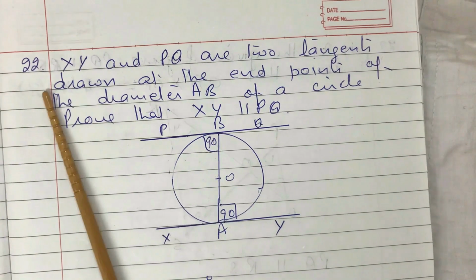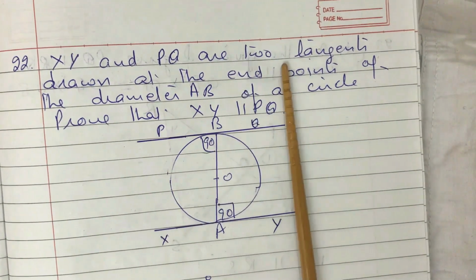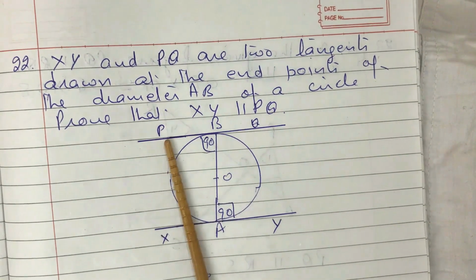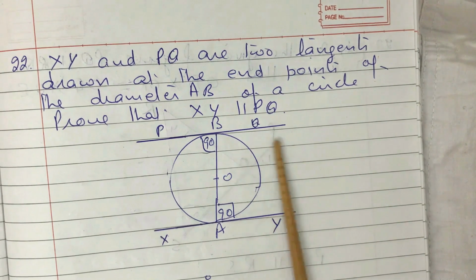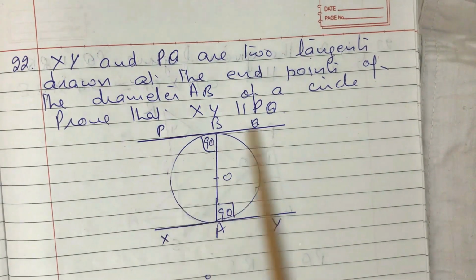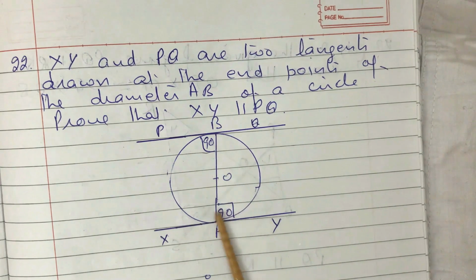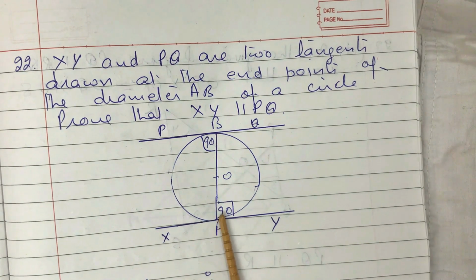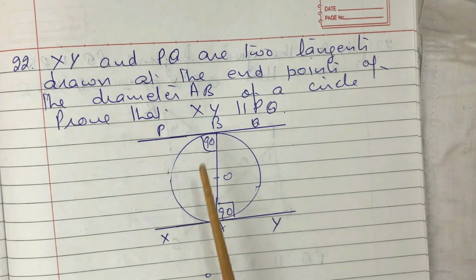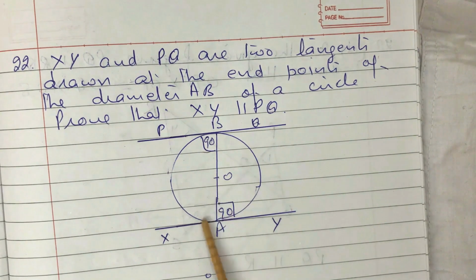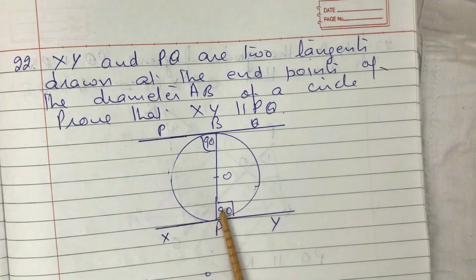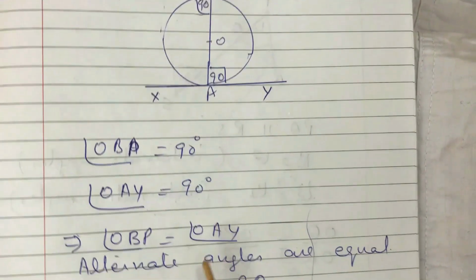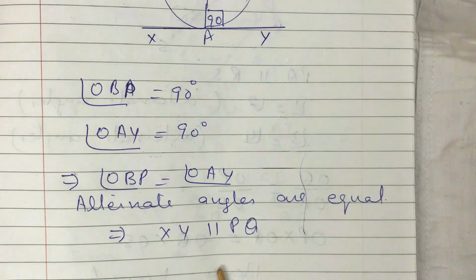Now 22nd question. XY and PQ are two tangents drawn at the end points of the diameter AB of a circle. Prove that XY is parallel to PQ. Now draw this figure. These two are tangents drawn at the end points of this diameter, and we know the radius is perpendicular to the tangent at the point of contact. So this angle is 90 degrees. Similarly this angle is 90 degrees. So these two are alternate angles which are equal. If they are equal, then XY is parallel to PQ. This is what I have written here. You can check it from here.